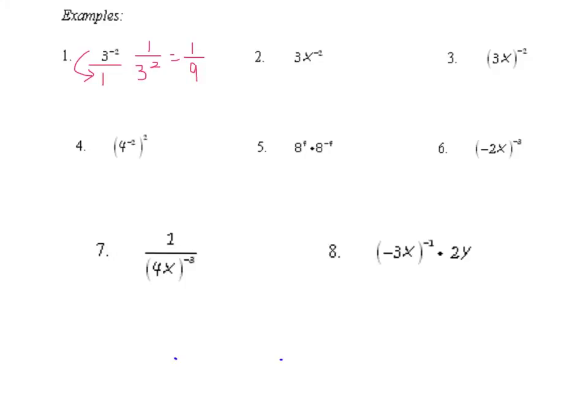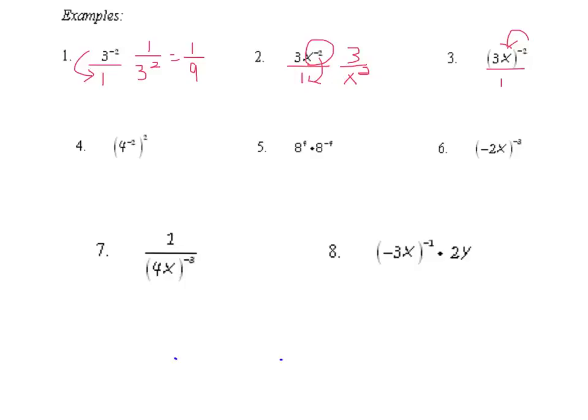This one, though, the only thing that is unhappy is that x to the negative 2. 3 is just fine. So I'm going to move the x down, but leave the 3 in the numerator. So 3 over x squared versus 3, where the negative 2 goes to both the 3 and the x because it's in parentheses right in front of it.